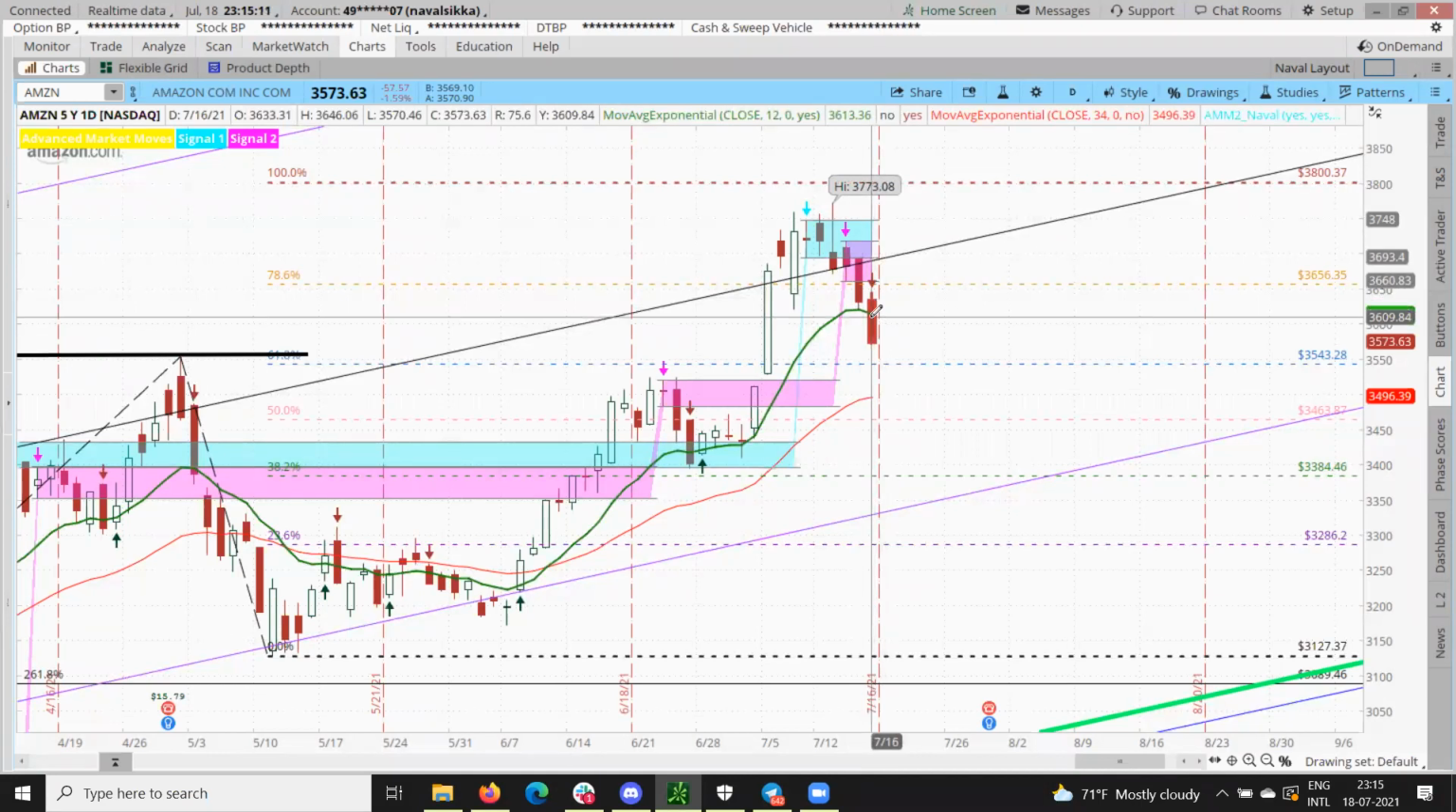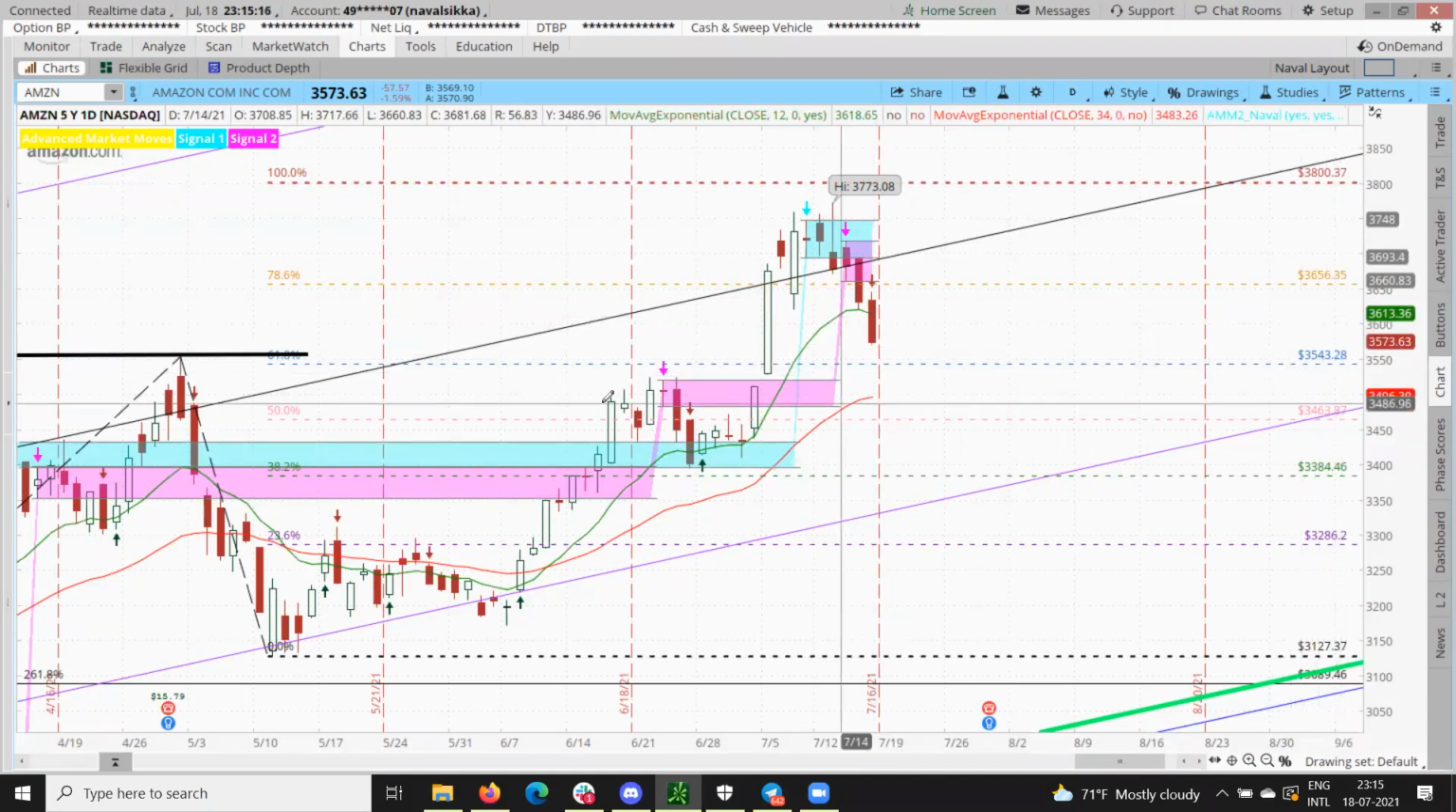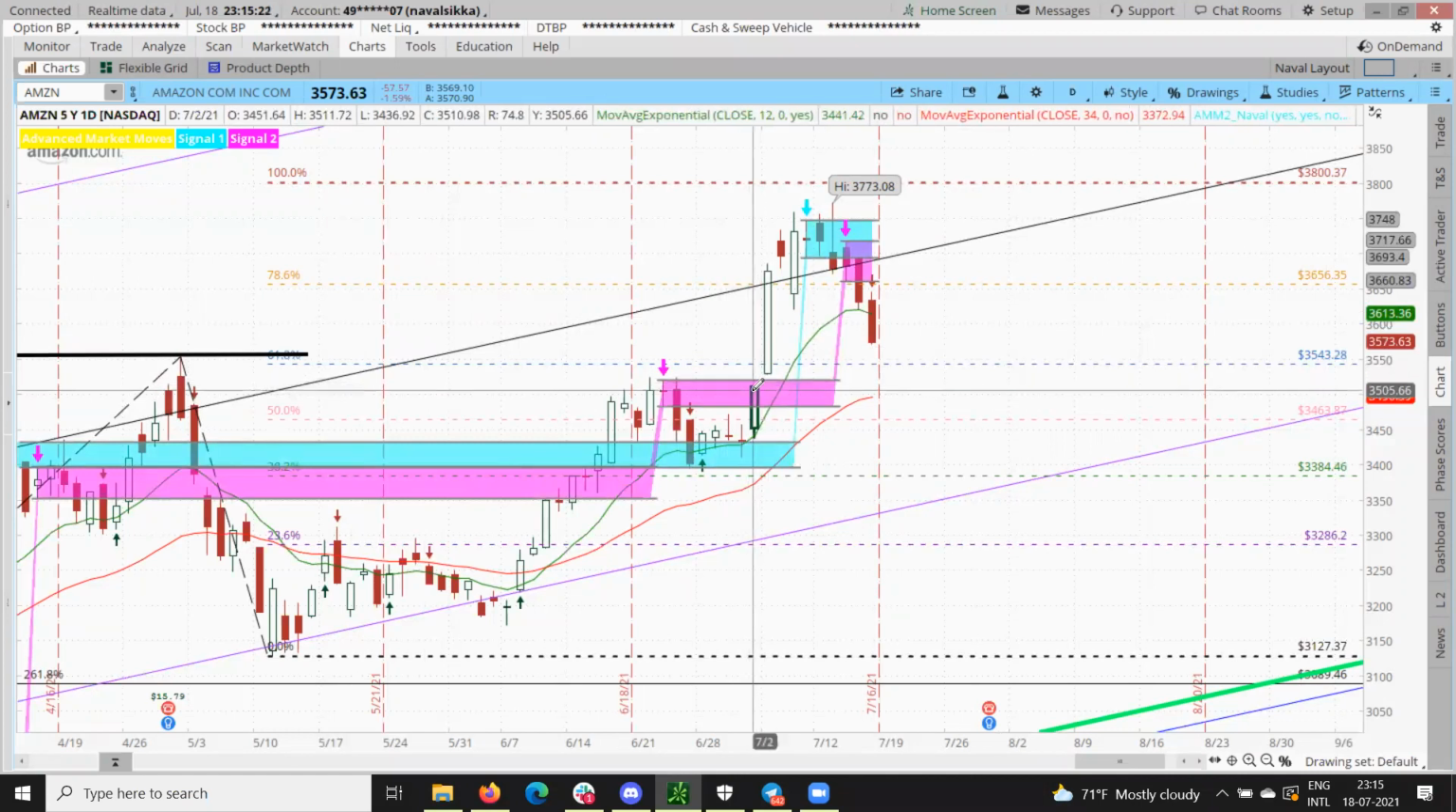It closed down. So the clear idea was it's going to bounce right at 3543, which was almost near the big breakout area. But you see, there is a gap, so I am looking at this gap to be filled. Once this gap is filled, which is around 3500, I can go long back in Amazon, and this is a good entry point.